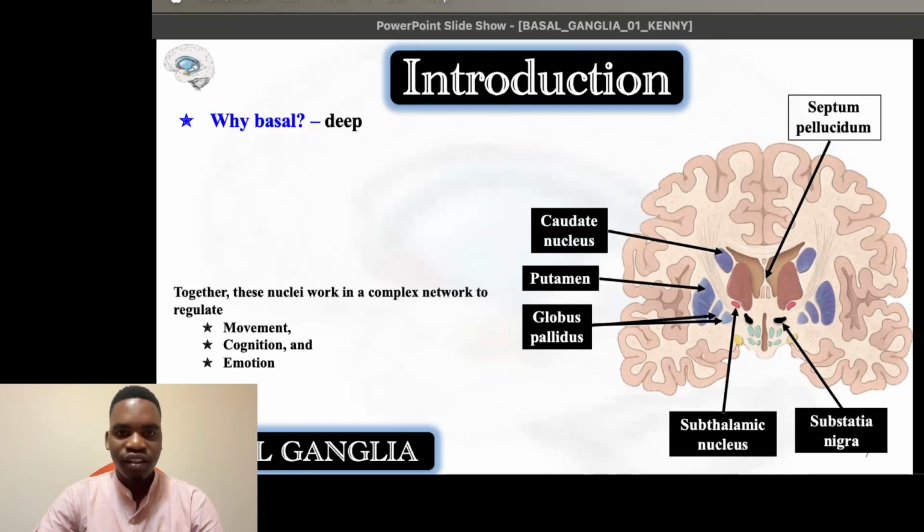Now, some of these nuclei, we will discuss each one in detail, but we have the caudate nucleus, and we have the putamen here, we have the globus pallidus, we have the subthalamic nucleus, substantia nigra, and one, the nucleus accumbens, is not seen from this section, but we see it as we're moving.